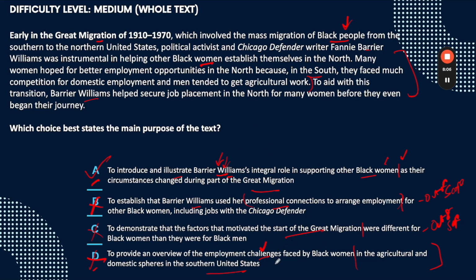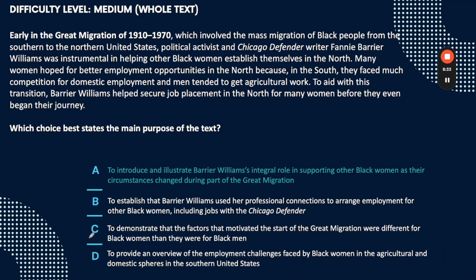Now, option D could be eliminated because it was just partially correct. It is talking about something that's been talked about in the text, but this is not the main purpose. This tells us that not everything that's been talked about in the text can be your main purpose. The main purpose is always why that's been told to us. Why the challenges are being mentioned in the text: to talk about Barry Williams, to talk about how she came into the picture. So A is the clear-cut answer choice over here.